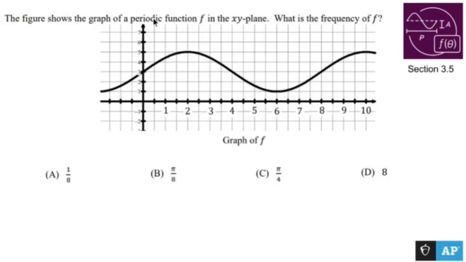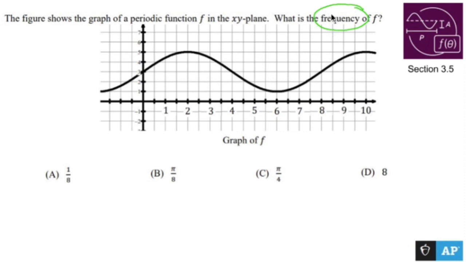The figure shows the graph of a periodic function f in the xy plane. What is the frequency? So this is kind of doing backwards things. So let's put it this way. Usually when you're given a function that is a sine, the number in front of your angle, so if it was like sine 3x, that 3 is your frequency.